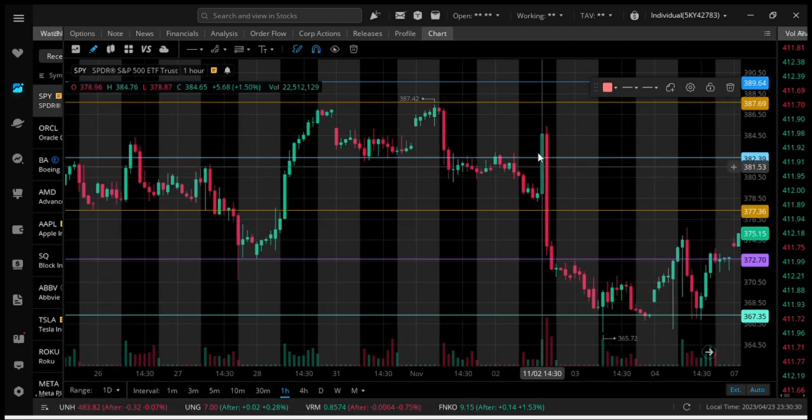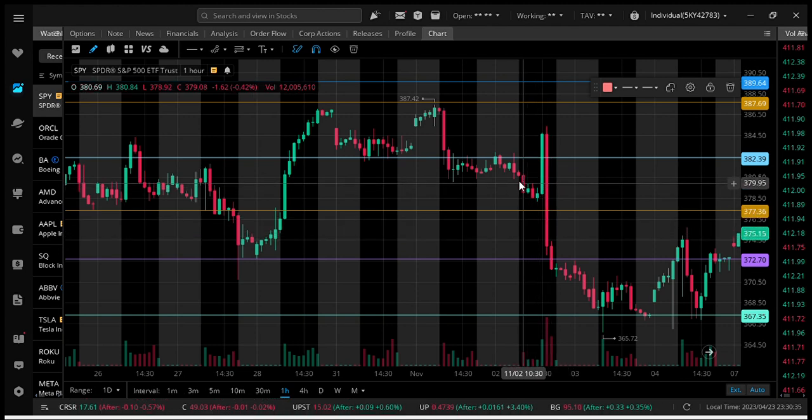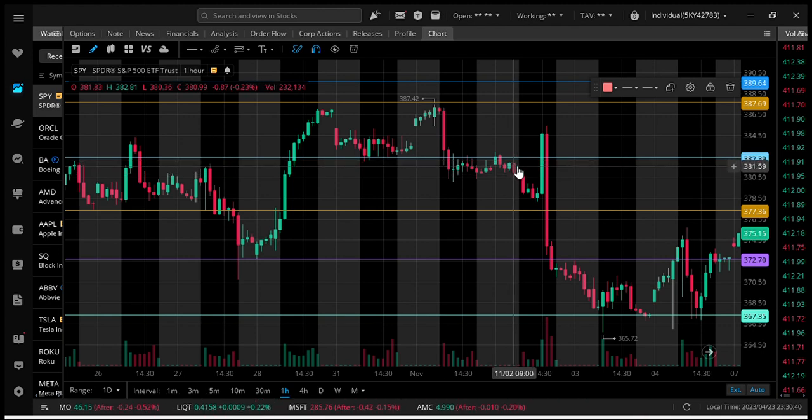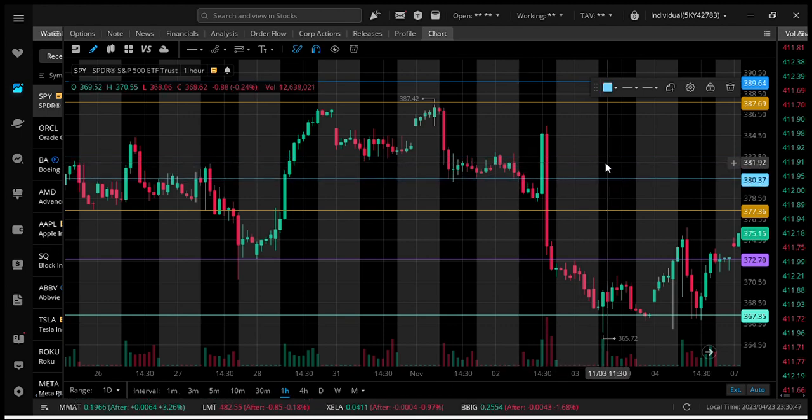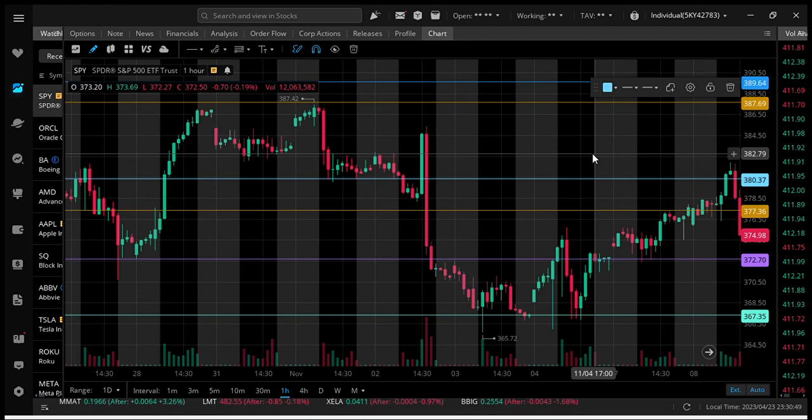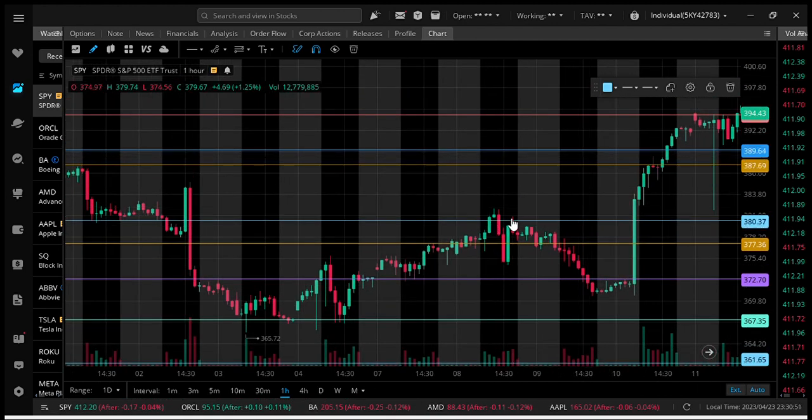Let's see, we got this long red candle right here. So if I'm looking at this, I like this candle the best. What I'm gonna do is take this right here and slide it down like that. And that's 380.37. It broke above it, and I didn't really like that. I couldn't trade that. But right here it wicked off and it's gone. Right there it wicked off and it's gone.